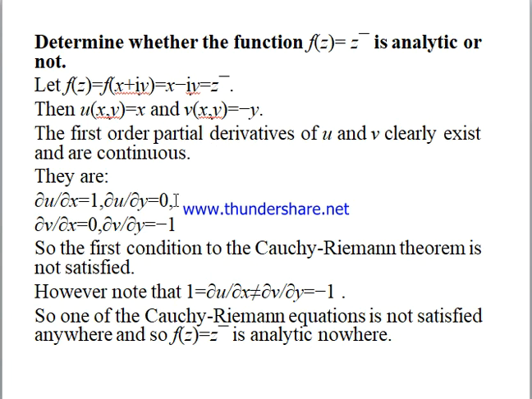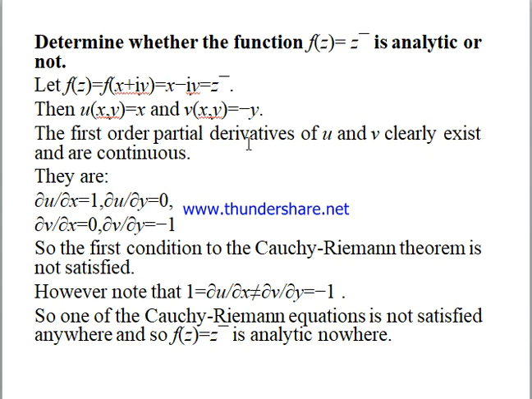So that's why we can find ∂u/∂x = 1 and ∂u/∂y = 0, because u = x and we have only x terms, there are no y terms, so the derivative is 0. Next, ∂v/∂x = 0 because there are no x terms here, so the derivative value is 0. ∂v/∂y = -1.